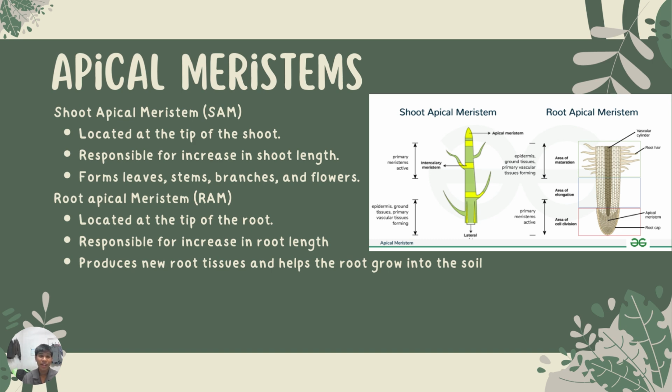Apical meristem. There are two types of apical meristem. The first one is the shoot apical meristem, or SAM. It is located at the tip of the shoot and is responsible for the increase in shoot length. It forms leaves, stems, branches, and flowers. The second is the root apical meristem, aka RAM. It is located at the tip of the root, responsible for the increase in root length, produces new root tissues, and helps the root grow into the soil.